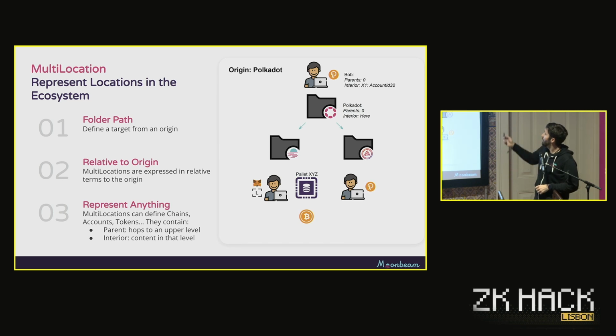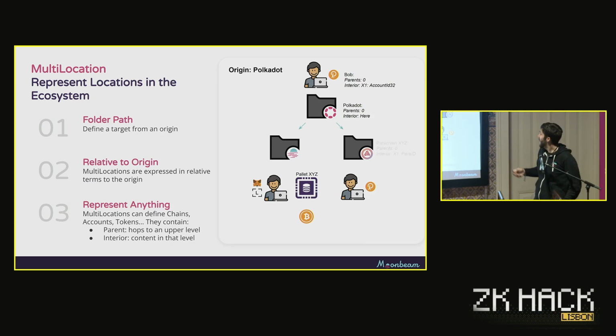If you want to target Bob on Polkadot, you would say parents 0, but then interior, I would put X1. I only need one field, basically, to represent Bob. It's basically the account type of Bob, which in Polkadot is called account ID 32 because there are 32 bytes.